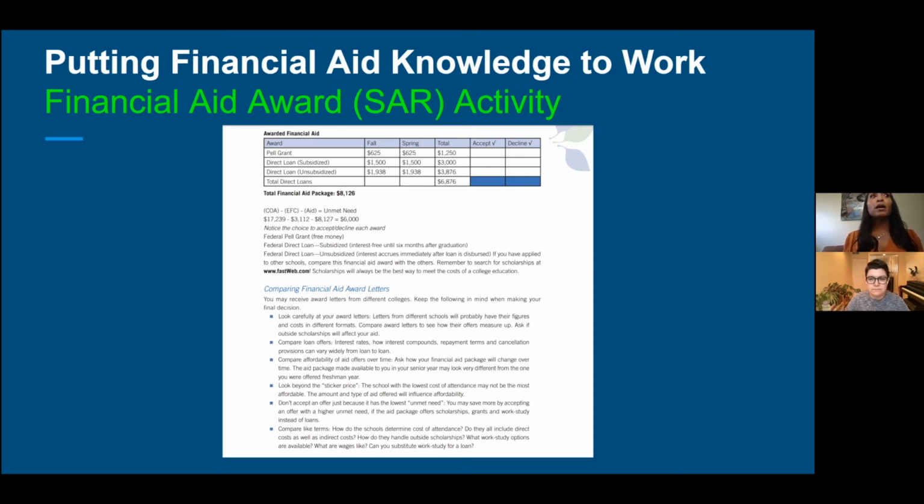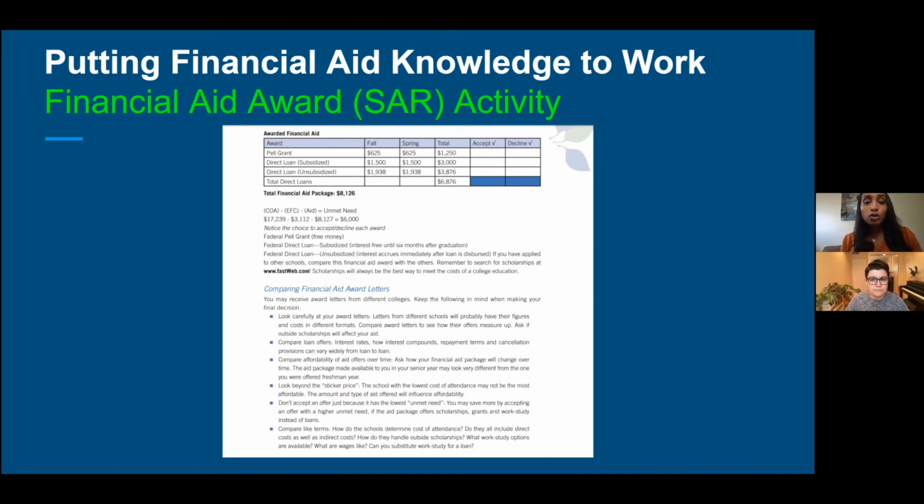I may not have brought a lot of scholarship money to the table my freshman year, but guess what? My sophomore year, I'm going to really work hard and I'm going to make sure that I bring more scholarship money into the financial aid game my sophomore year. So that affects your financial aid award letter as well. So you want to make sure you are planning ahead.